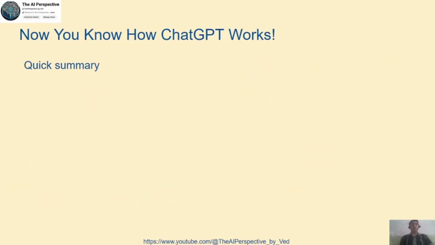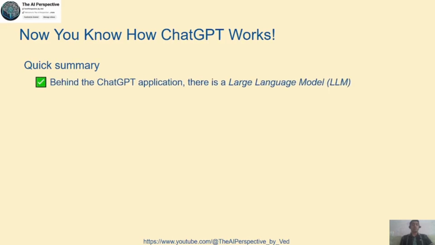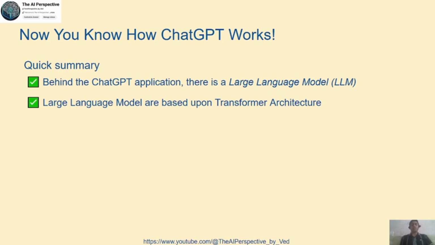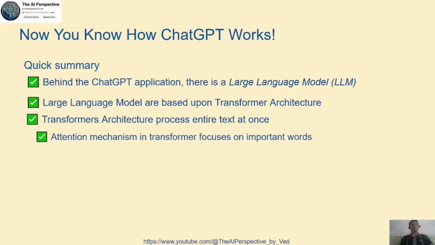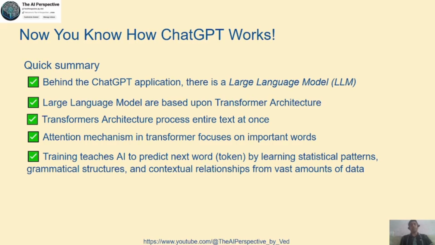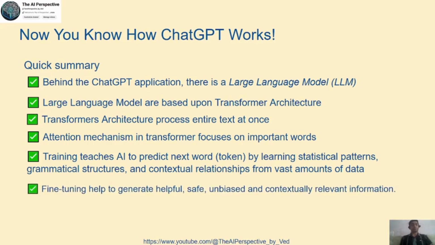Now you know how ChatGPT works. Quick summary: behind the ChatGPT application there is a large language model, LLM. Large language models are based upon the transformer architecture. The transformer architecture processes entire text at once. The attention mechanism in the transformer focuses on important words. Training teaches AI to predict the next word by learning statistical patterns, grammatical structure, and contextual relationships from a vast amount of data. Fine-tuning helps to generate helpful, safe, unbiased, and contextually relevant information.